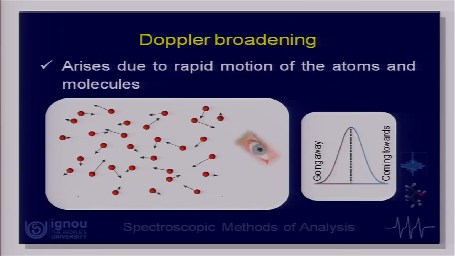Okay, the next factor. This is very interesting. This causes Doppler broadening. I'm sure that you know about the Doppler effect in sound. When you are stationed on a railway platform, with a train coming towards you or going away from you, we hear the siren very differently because of the relative motion of the train with respect to you. Similarly, here again you have a molecular system, a sample system, radiation is coming in, and these molecules are not stationary. They are moving at vast velocities.